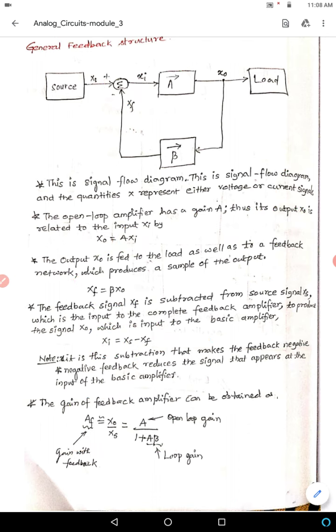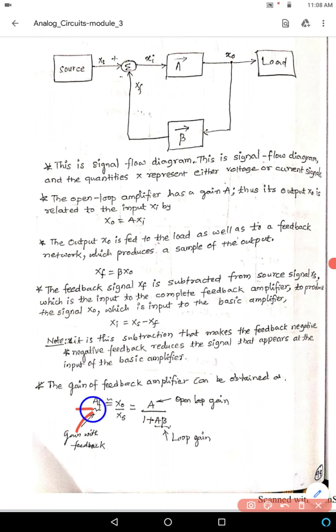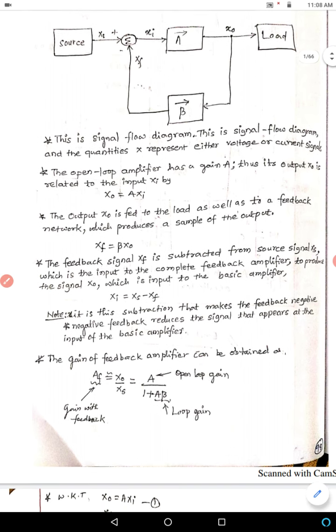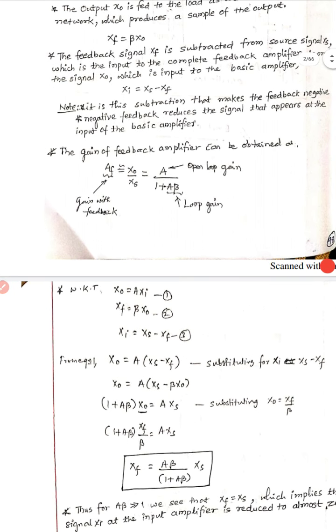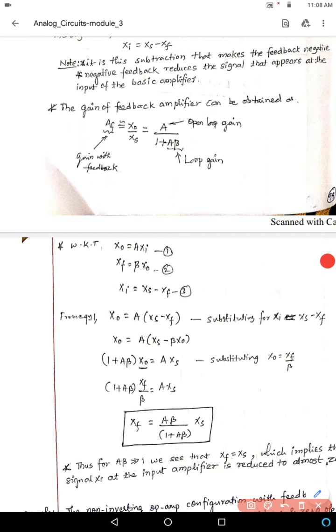Again, what is AF? AF is the gain with feedback, and A is only the gain without feedback, or you can call it the open loop gain. Beta is called the feedback network. Combined, A beta is called the loop gain. This is a simple concept in the feedback amplifier, with respect to the equation they have derived, showing how you obtain AF equal to A divided by 1 plus A beta.